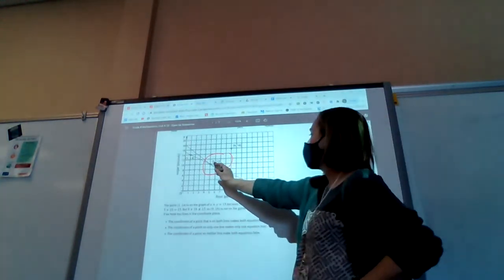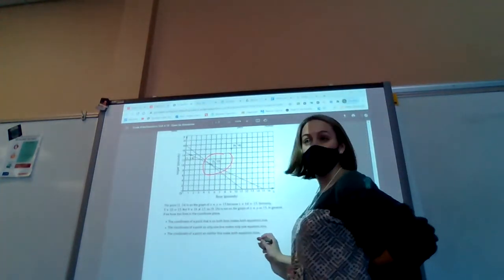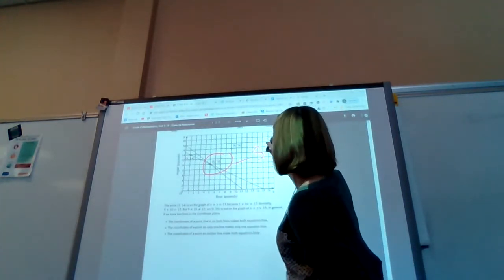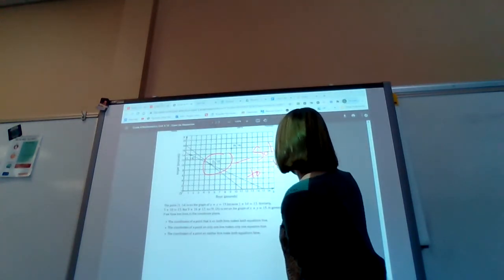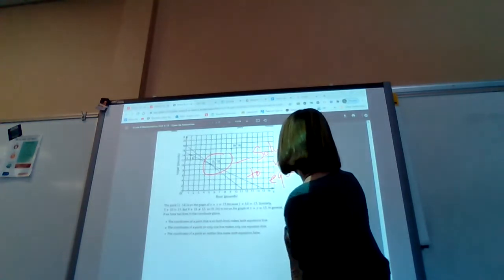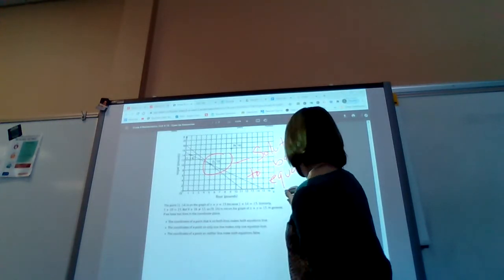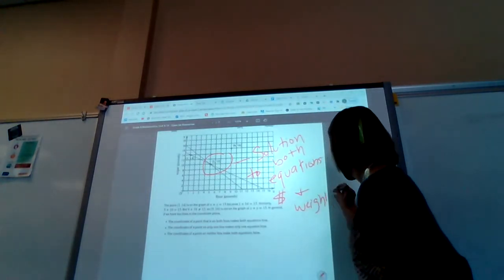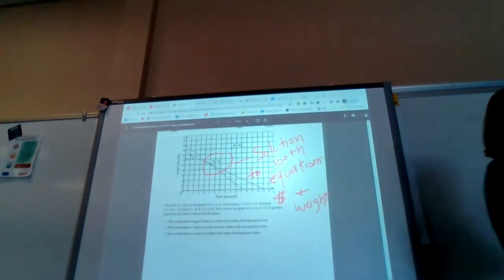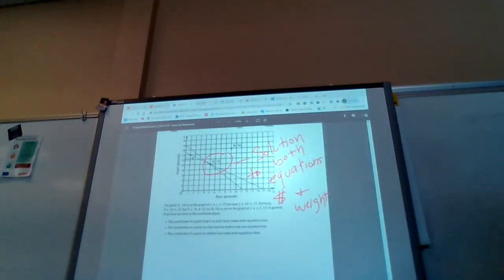This point, 5 comma 10, is a solution for both of those. I want you to write that down: solution to both equations, price and weight. I want you to write that down because this is where we're going somewhere with this. That 5 comma 10 is a solution to both of those situations. It both weighs 15 pounds and it costs $9.